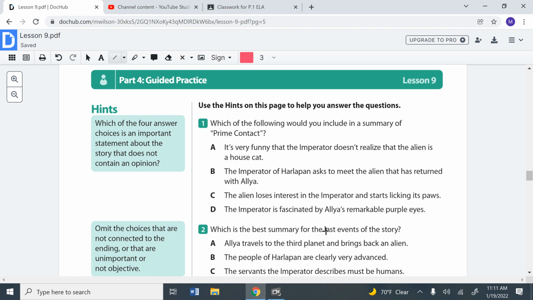Now, obviously, if I'm trying to choose, answer A would not make sense because it's very funny, suggests an opinion. C is incorrect because it is a detail from the story but not an important event. And D is also an unimportant detail. So this leaves me with B, which is that the Imperator of Harlepon asked to meet the alien that has returned with Aaliyah.